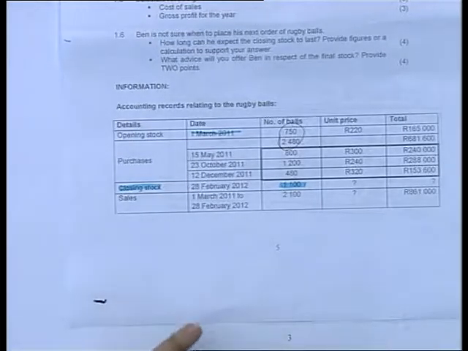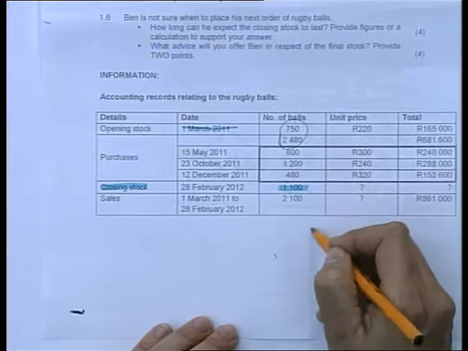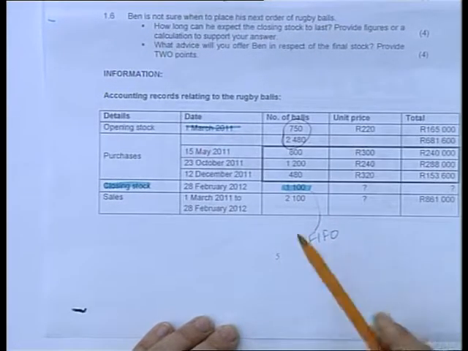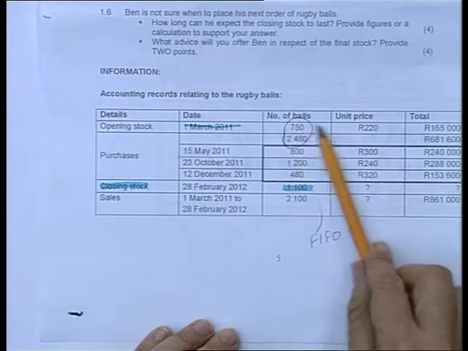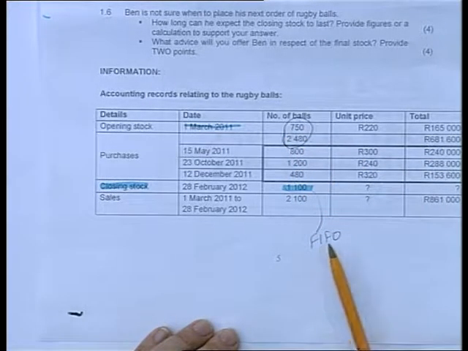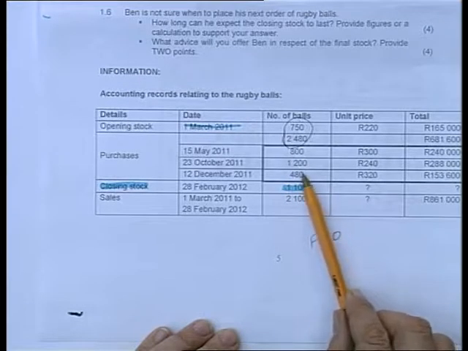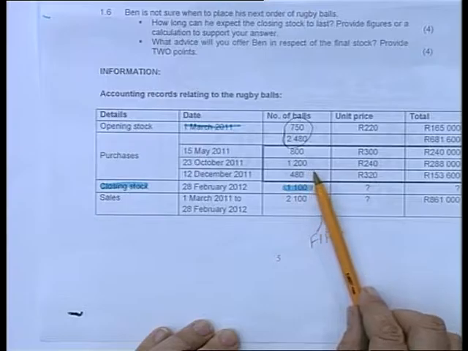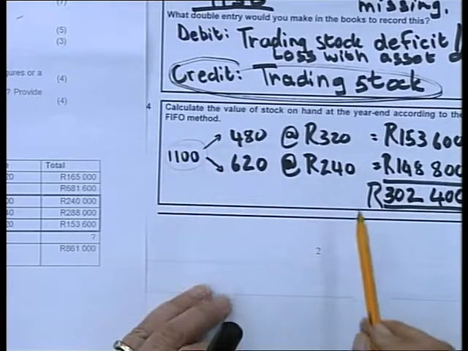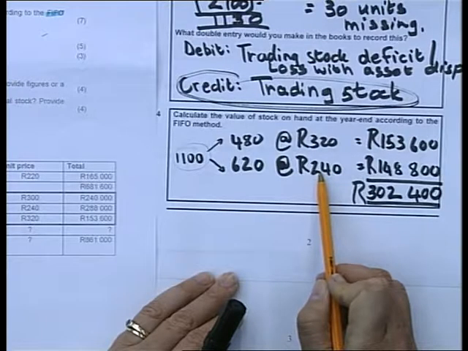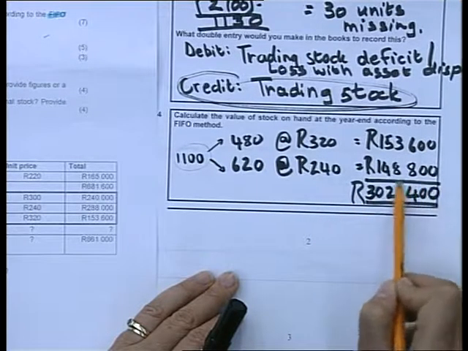Let's just recap quickly. How many units do we have left at the end of the year? We have 1,100 units. Because we're using the FIFO method, it's the stock that was purchased last that we still have on hand, because we would have sold the stock that we purchased first. First in, first out. So the units we still have are 480 units times 320, and then another 620 units of the stock that we purchased second last, which was at 240 per unit. And then we calculate the value of our closing stock.